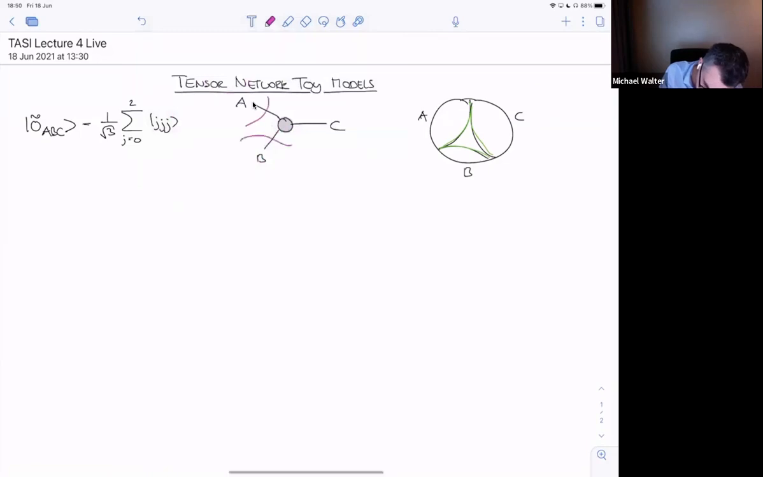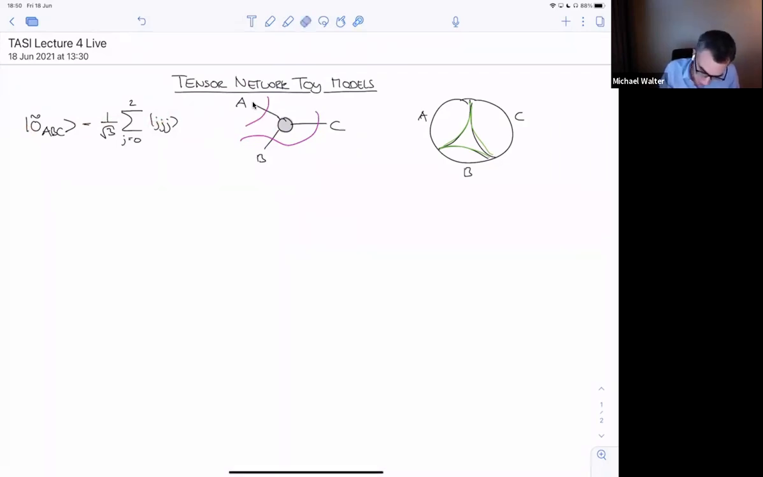I can either cut here or I can cut here. If I cut like so, I'm only cutting a single bond of dimension three. If I'm cutting like so, I would be cutting two bonds of dimension three, right? So a total dimension nine. So cutting like so gives me a better bound. That gives me this upper bound of log three. And it turns out that in this state, that's actually saturated, okay?